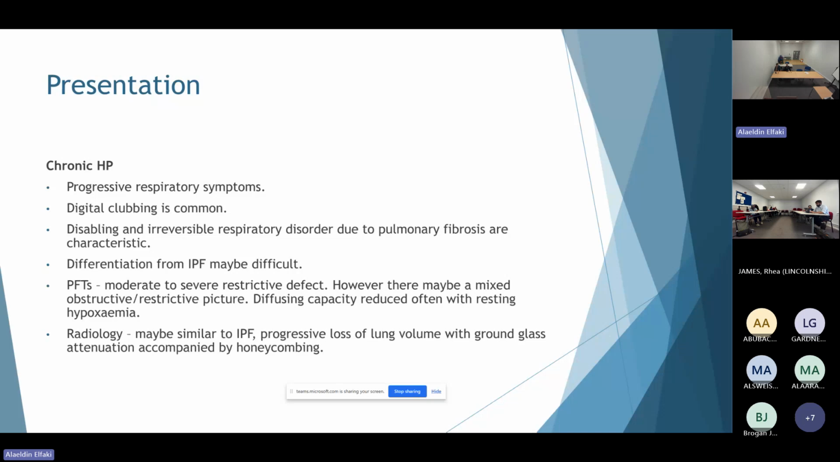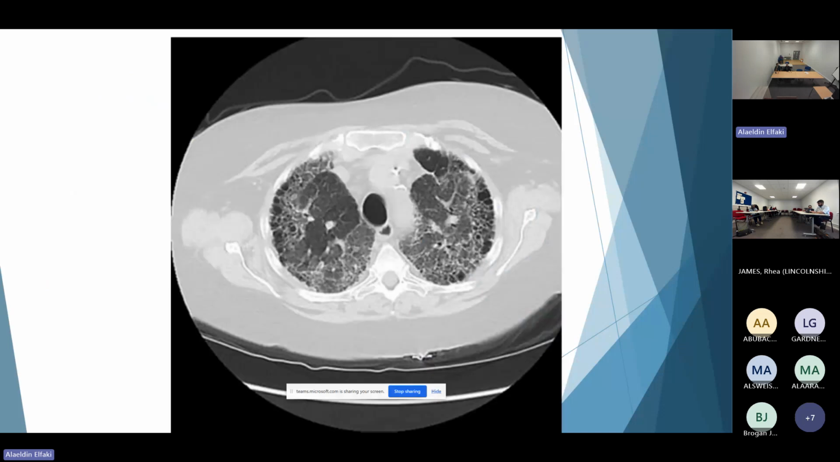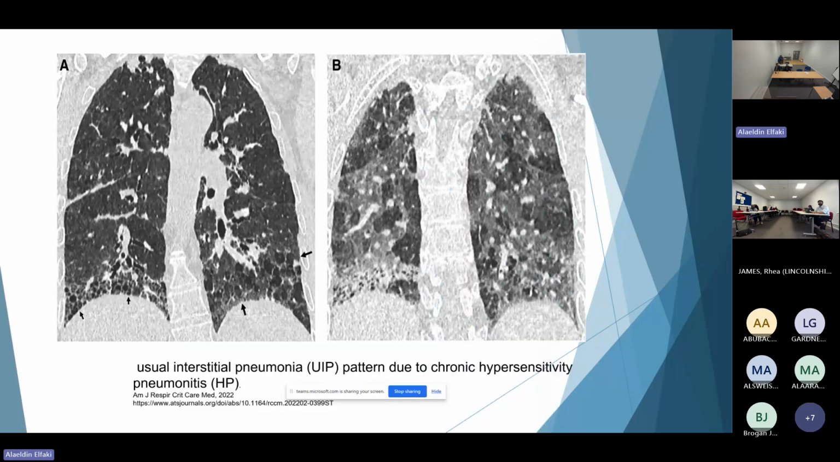The fibrotic form of hypersensitivity pneumonitis may be similar to the UIP pattern, with honeycombing of the lung, but here the honeycombing predominantly affects the upper lobes. So this is a similar thing to lung fibrosis. It might be a combination of honeycombing and ground glass features.